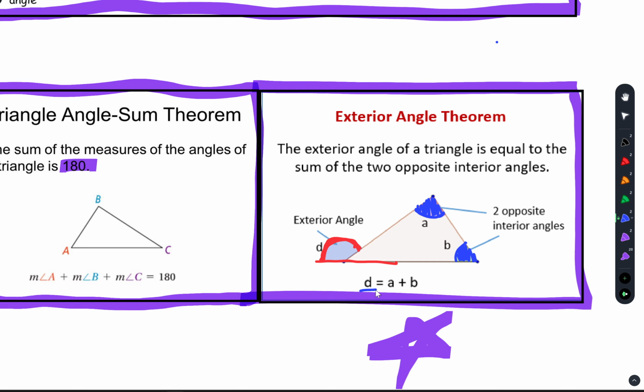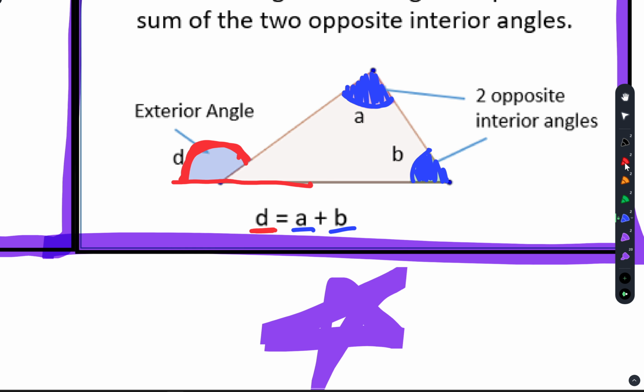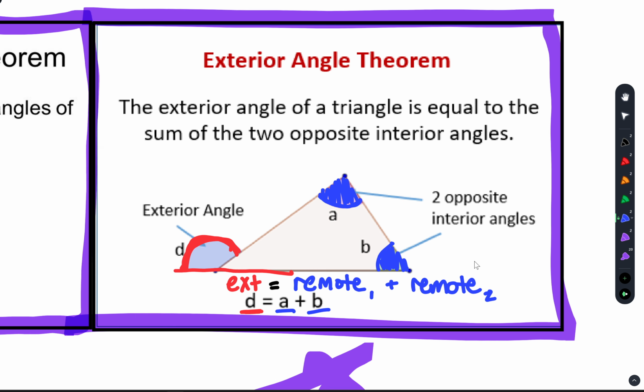So this says angle D, oops, wrong color. Angle D, which is the exterior angle, equals A plus B, the two remote interiors together. So exterior equals remote interior number 1 plus remote interior number 2. A good theorem, again, one that is overlooked sometimes. So if you're looking for something in a triangle, there's a good chance that you have to use the exterior angle theorem. Questions on those definitions or theorems?